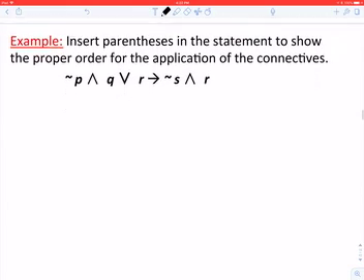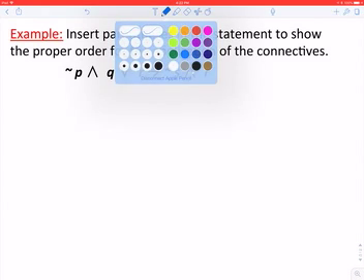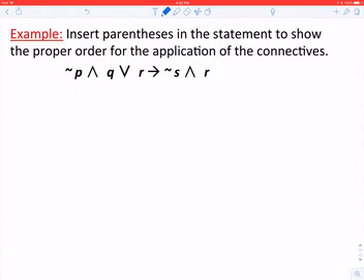So in this example, we're asked to insert parentheses in the statement below to show the proper order for the application. Okay, so if we're going by order of precedence, the first thing we want to do are the nots, so we would do this first, all right? So next we want to make sure that the ands get done.